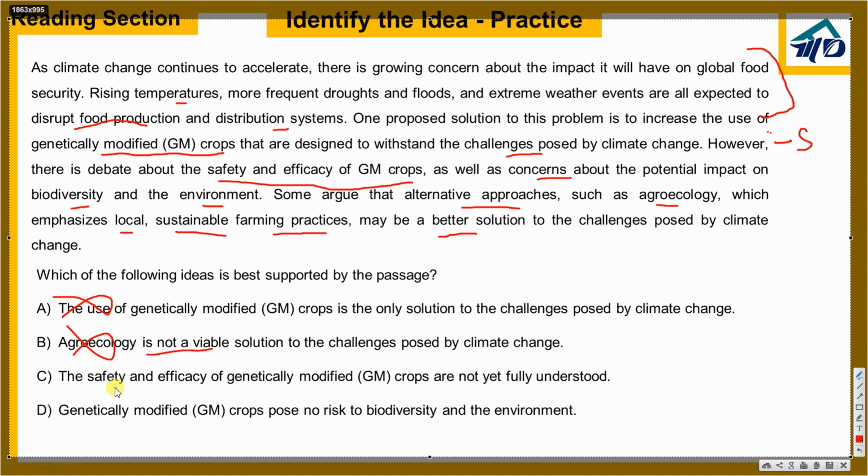The third one, the safety and efficacy of genetically modified crops are not yet fully understood. Yes, they have said that. Well, you can go for GM crops, but we are not sure about them. This is what they have said here.